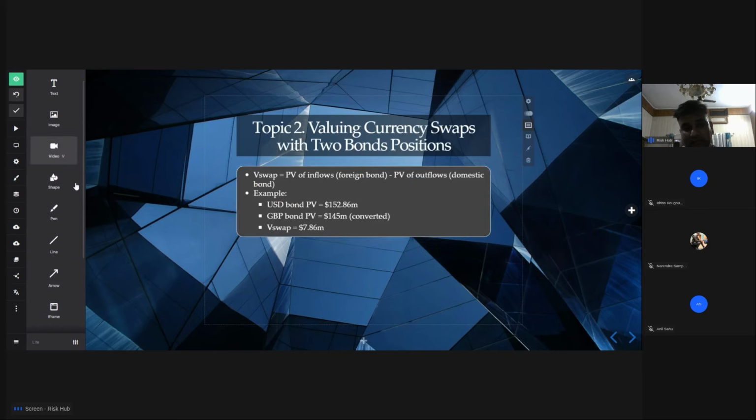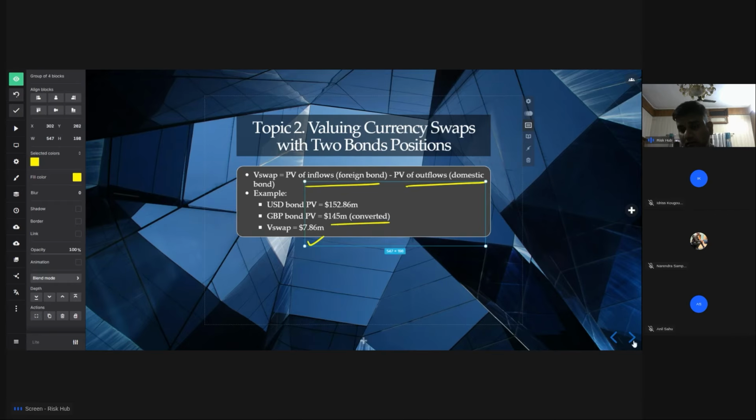Again, same thing I told you earlier also. You'll take the present value of inflows, foreign bond, minus present value of outflows, which is domestic bond. USD bond present value is given. GBP bond present value converted is given, which I told you converted pay value, and then you got the value of the swap. We'll see a numerical whether we have it or not.